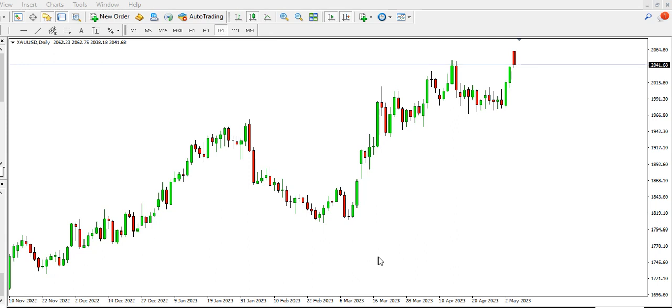Today we'll be looking at how we can scalp gold on the lower time frames. But before we do that, let's look at what has happened on the higher time frame.